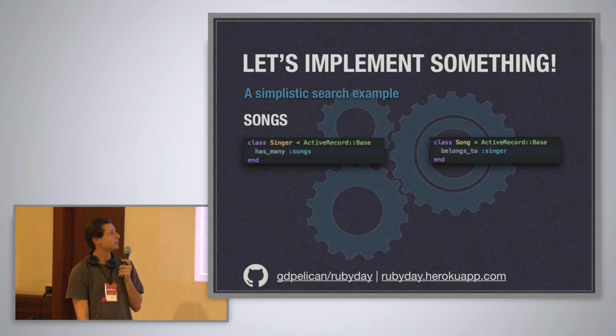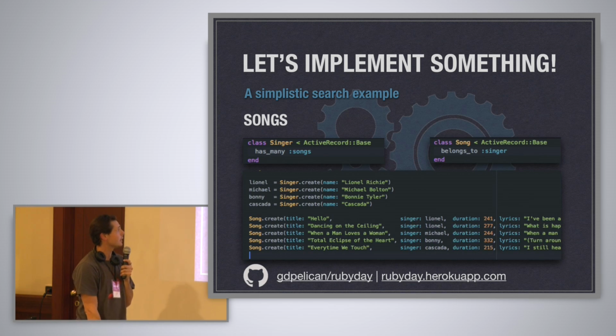So first we're going to have a really simple database schema. We've got a singer, and we've got a song model. And a singer has many songs, and a song belongs to a singer. And we'll have some seed records. So we're going to stick our seed records. We've got 4 singers and 5 songs that we can search. We've got a whole bunch of lyrics associated with them.